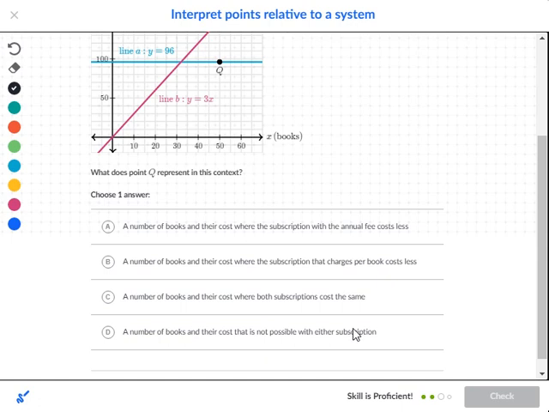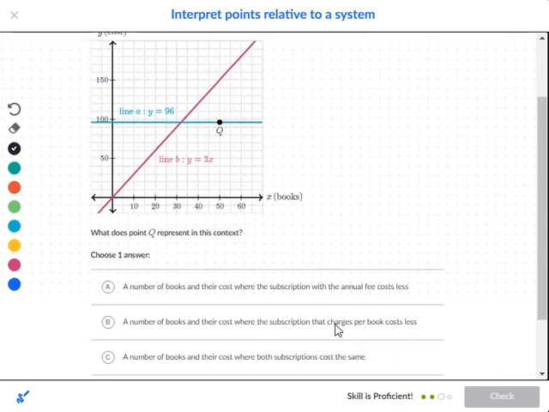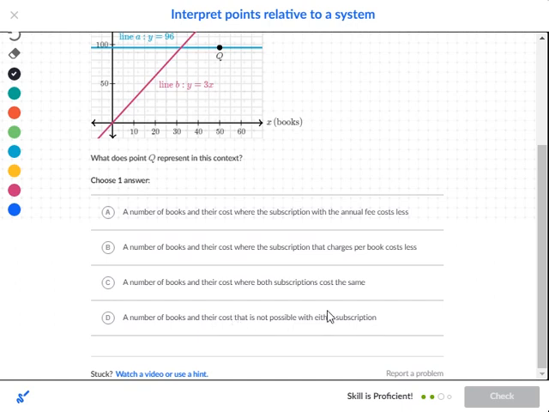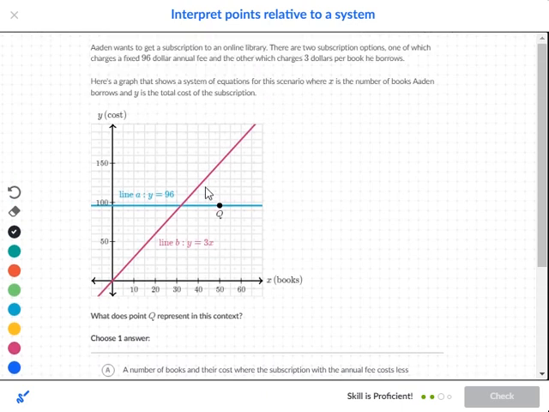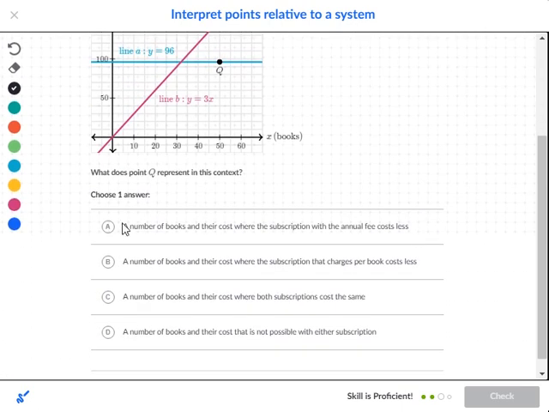So the line doesn't even go through it. So this one would be no good. This one says it's the point of intersection. So it's going to be either A or B. It says the number of books and their cost where the subscription that charges per book costs less. Well, actually the per book would be more. Here it says the number of books and their cost where the subscription with the annual fee costs less. So you can see right here the blue line is less than the red line. The red line is charging $3 per book where the blue is not. So the best choice would be A.